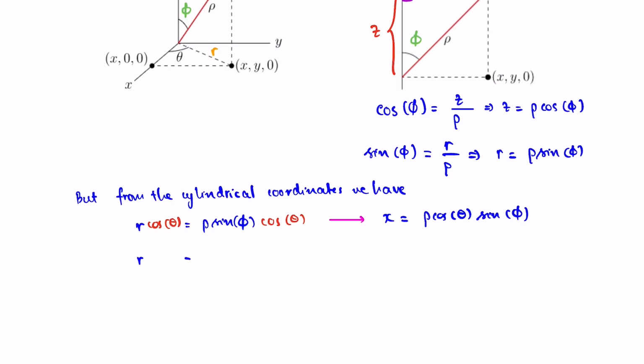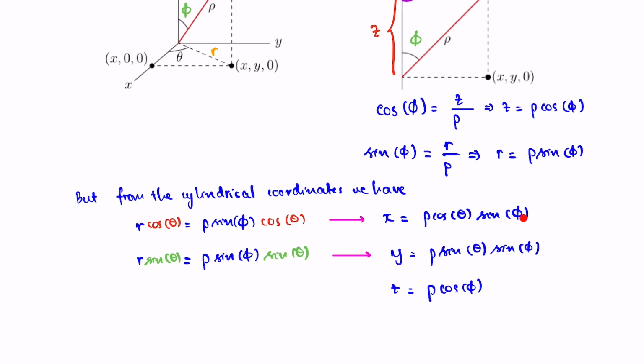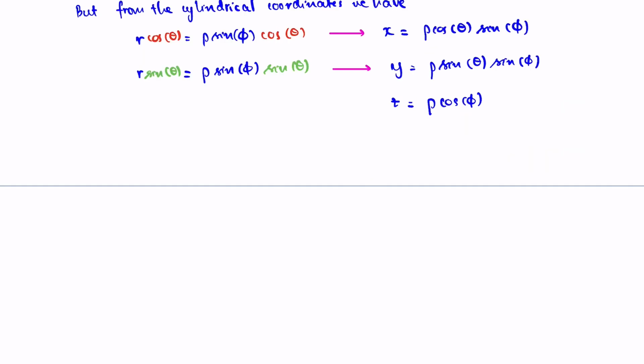Similarly, if we start with this equation, r equal to rho times sine of phi, and multiply both sides by sine of theta, we get that y is equal to rho times sine of theta times sine of phi. And one more equation: z is equal to rho times cosine of phi. So this set of equations is going to help us convert from the spherical coordinate system to the rectangular coordinate system. What we're going to do next is find a set of equations that help us convert from the rectangular coordinate system to the spherical coordinate system.